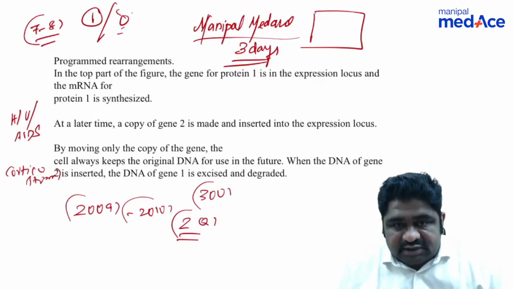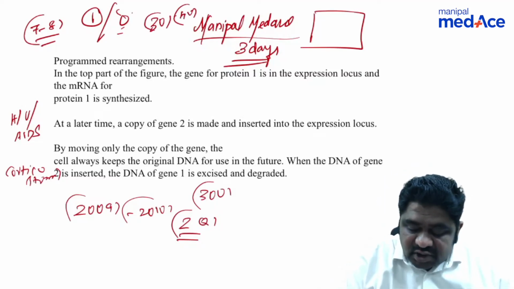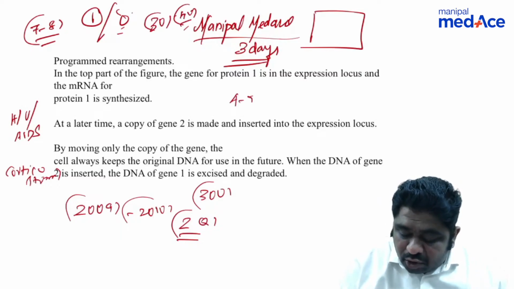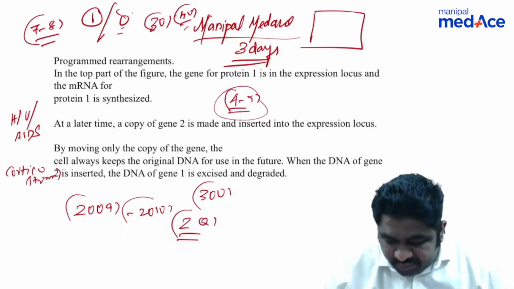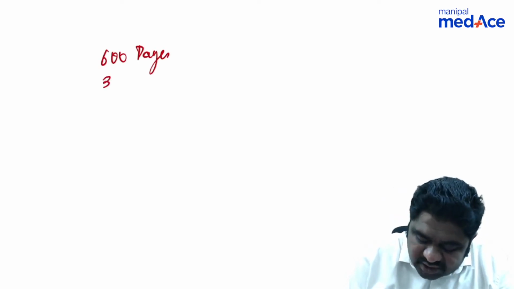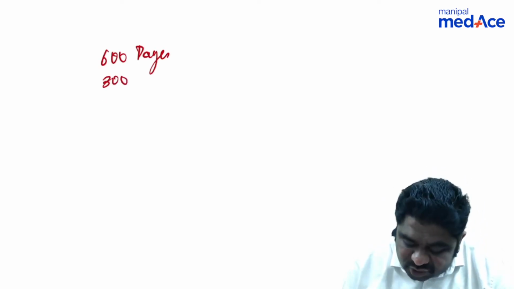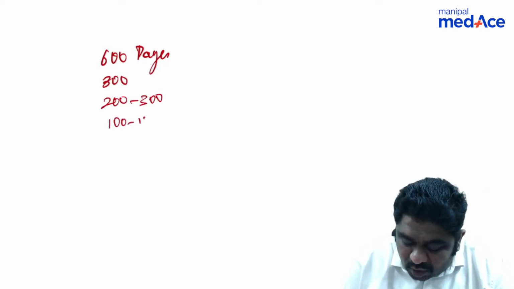Now in major textbooks, the fungi chapter is getting approximately 30 to 40 pages. Now you can expect 4 to 5 questions from the 30 to 40 pages. Now let me give you a calculation. If you read from a common textbook where bacteriology has approximately 600 pages, virology has 300 pages, and parasitology has 200 to 300 pages. Now, immunology has around 100 to 150 pages.